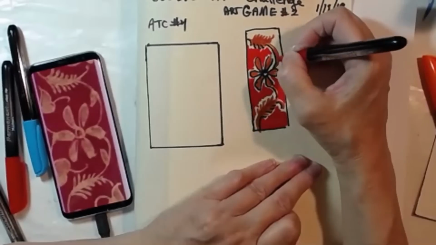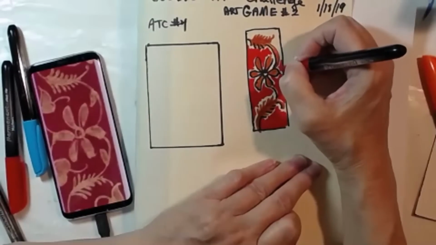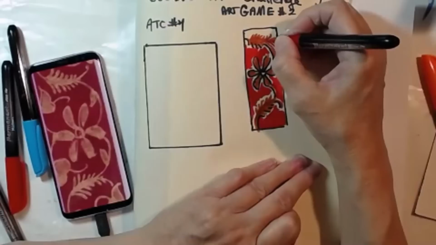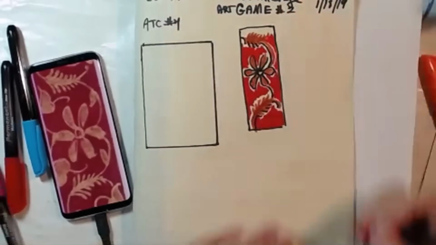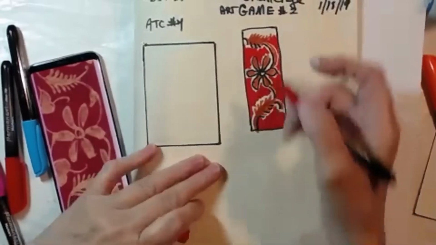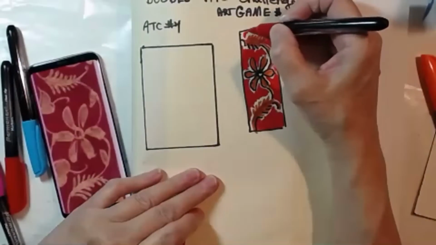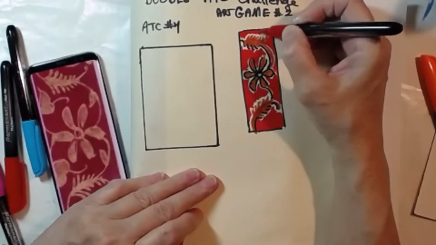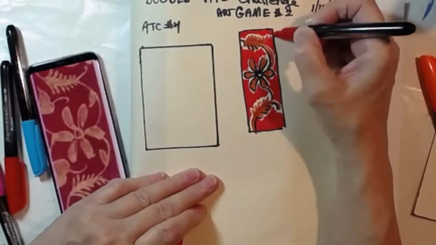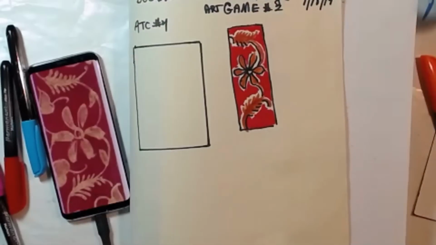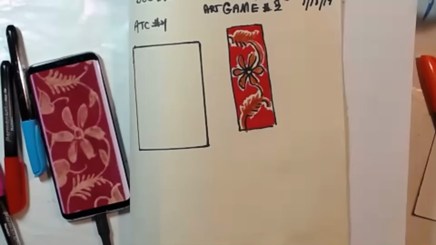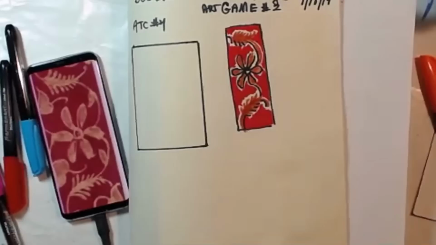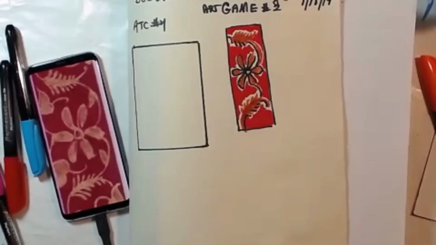Let's see, I think I'll put a little bit of red there. And leave that white. I kind of like that in the end. Let's get the red in here. There. So, and you don't have to use those colors. You can use any color you choose. Those are just what I chose.